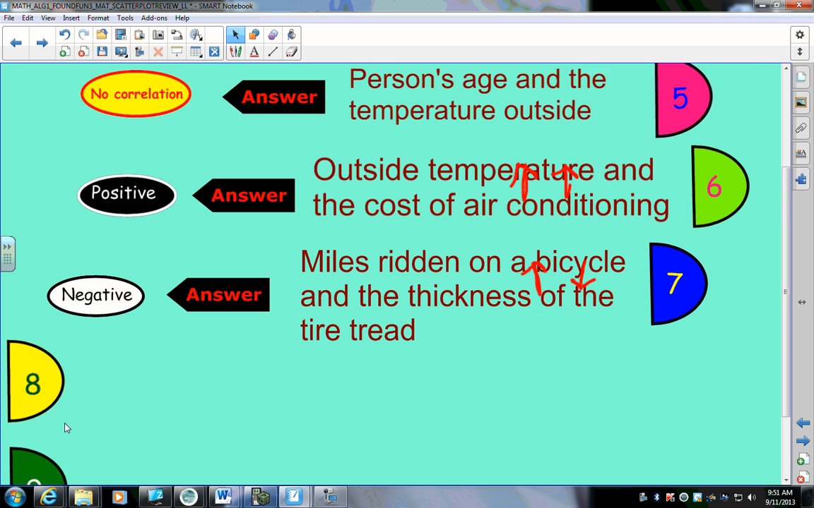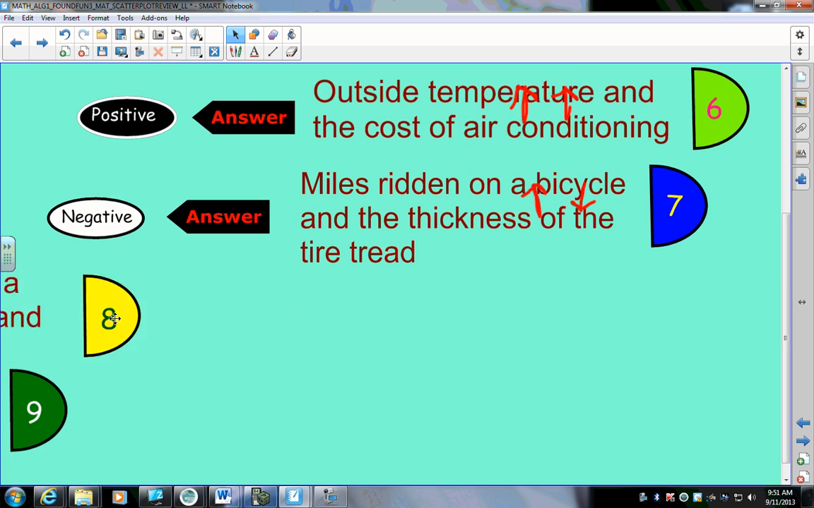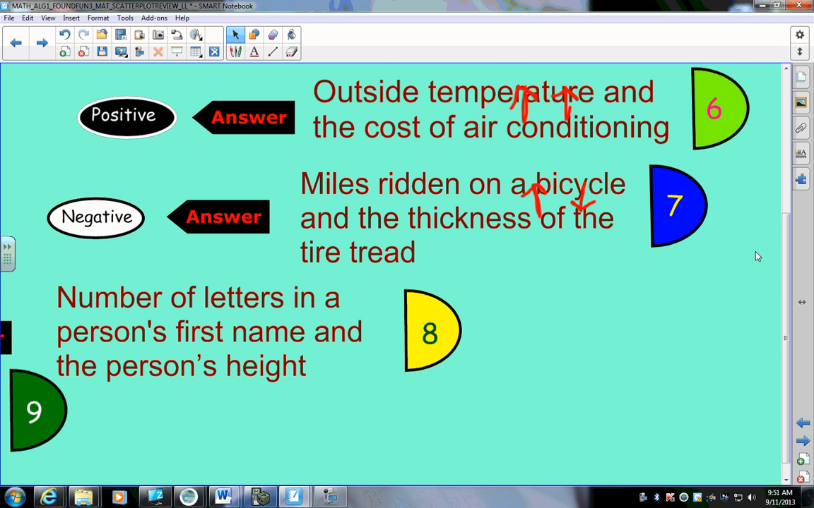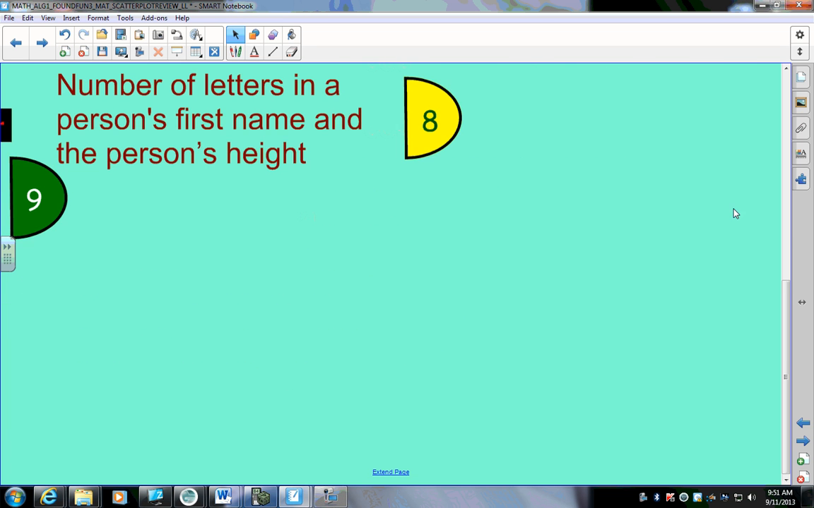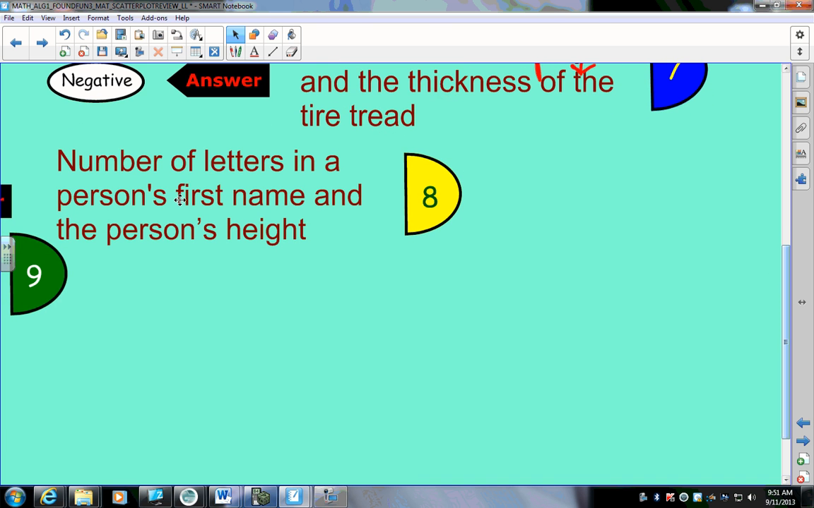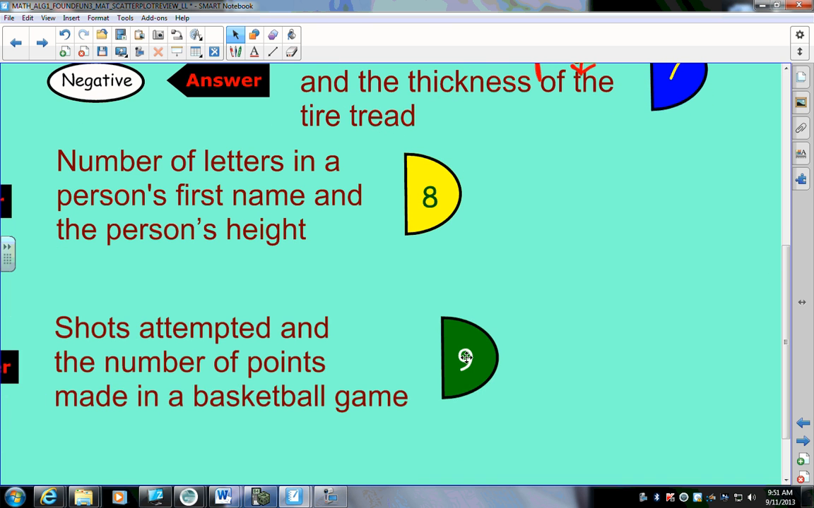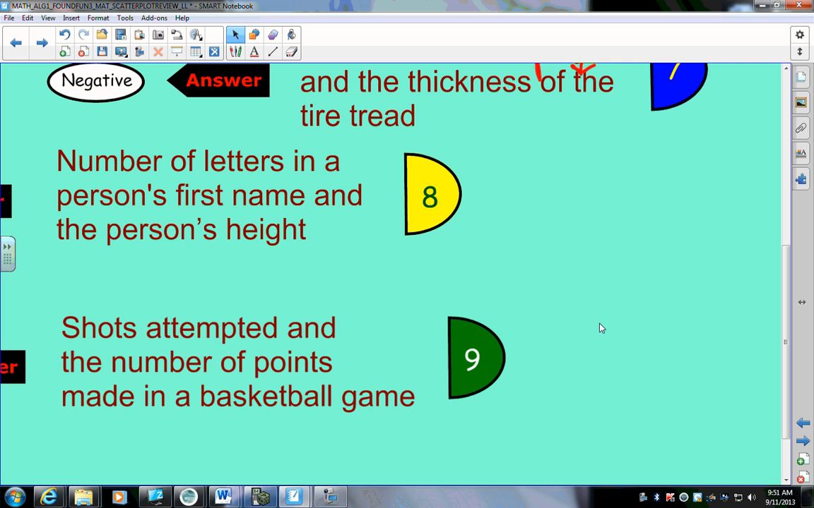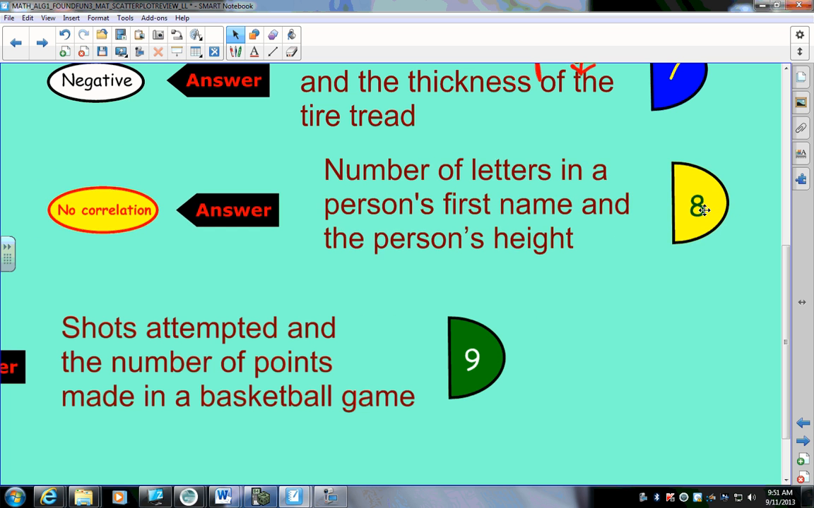The last one I have. No, I don't have the last one. I have two more. I'm going to pull out both of these, and I want you to answer these two. All right, number 8 says the number of letters in a person's first name and the person's height. Does that even make sense? Number 8 is no correlation because those two things don't go together.